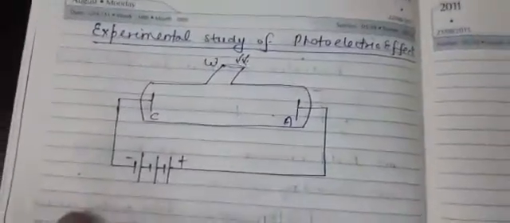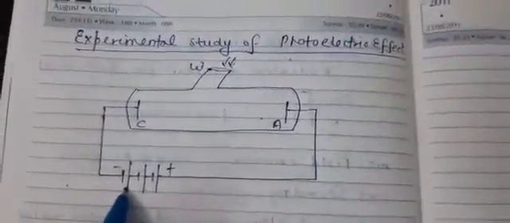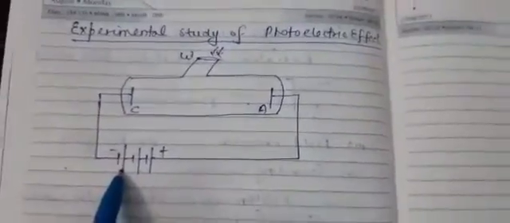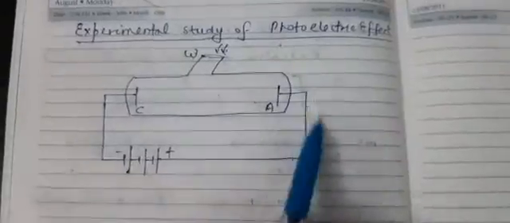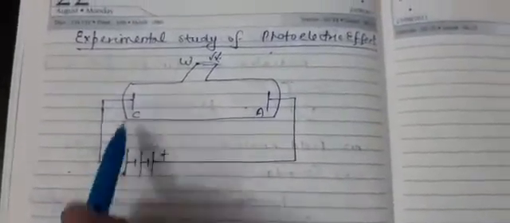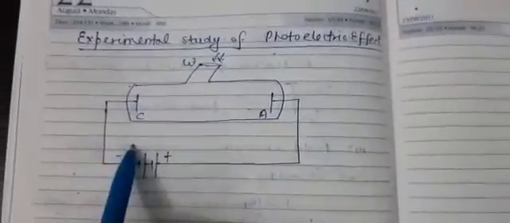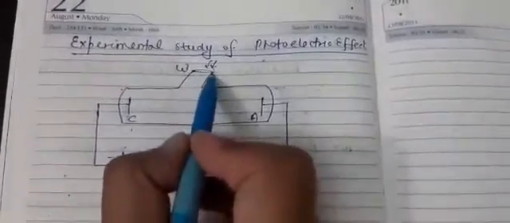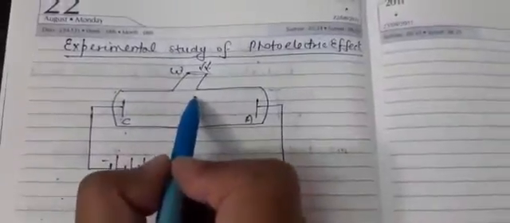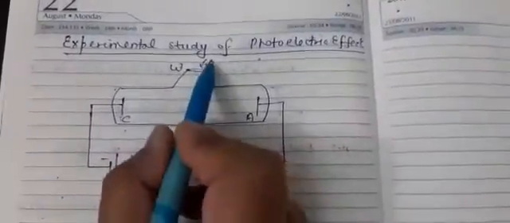Now next we are studying the experimental study of the photoelectric effect. As this is the experimental setup, I have just drawn this figure. This consists of an evacuated glass or quartz tube, which encloses a photosensitive plate C and another plate A. A glass window is sealed on the glass tube, which allows light of suitable frequency to fall on the plate.